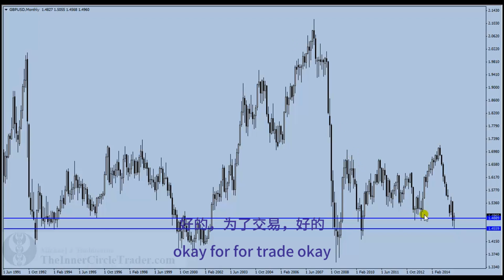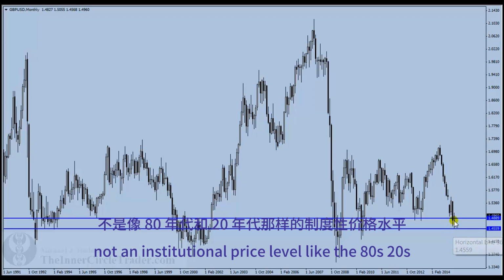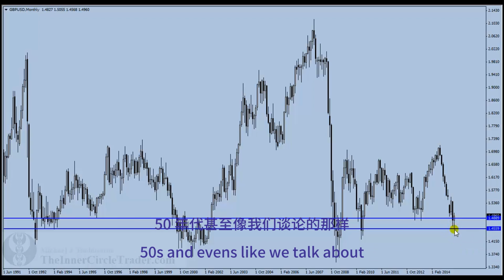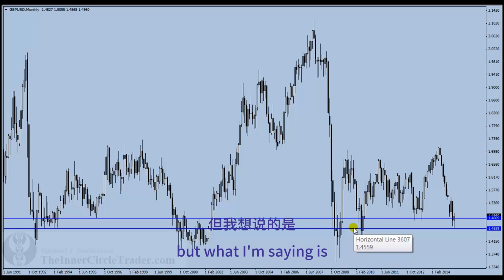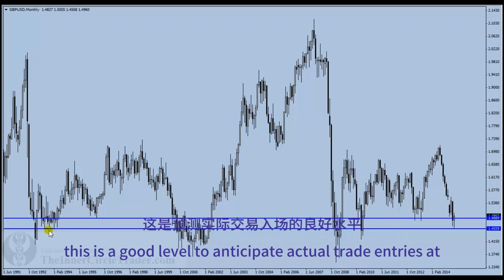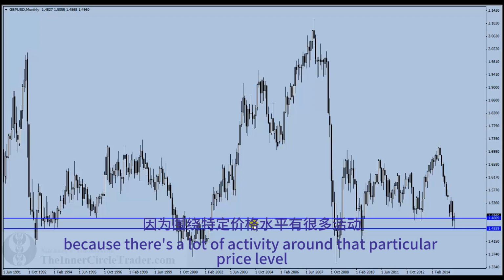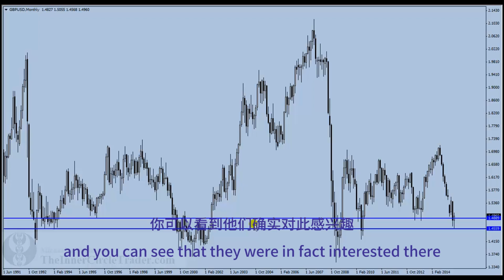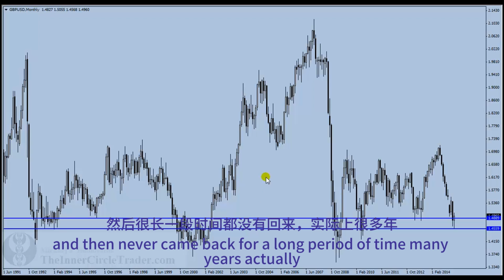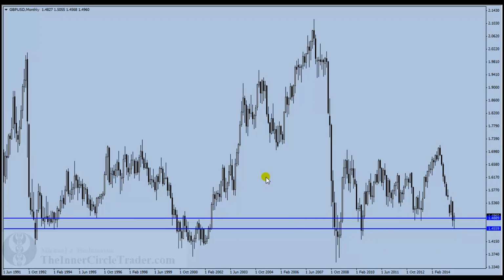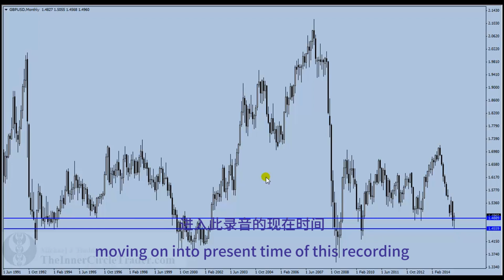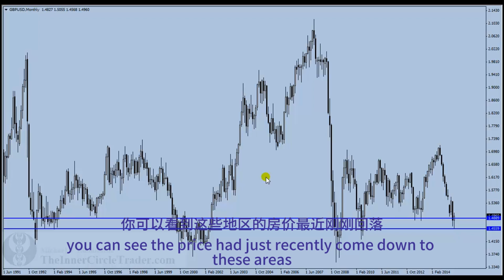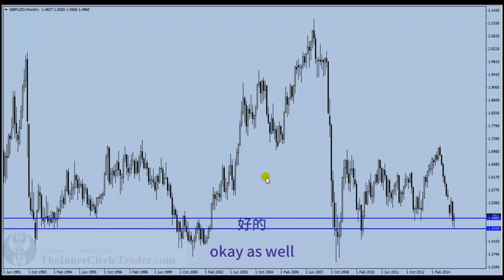Moving on into present time of this recording, you can see the price had just recently come down to these areas as well. But when we get around these levels, just on the higher time frame, they have to be refined on the lower time frame, and we're going to do that in this example here. But the next idea I want to bring your attention to is when you're looking at higher time frame charts, you also want to look at the overall market structure, not just the order blocks or old highs and old lows. You want to be looking at the overall price structure.